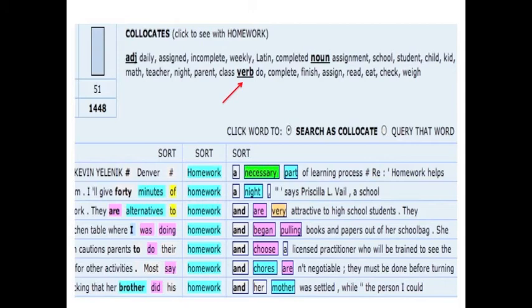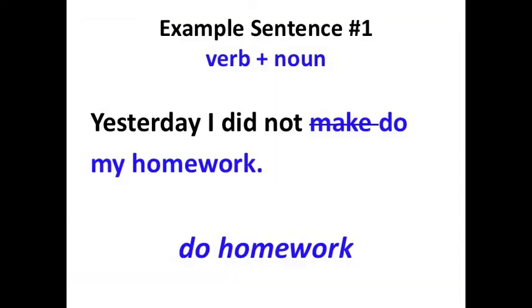I can also read example sentences, by the way. So let me read some of them. Doing homework. Do their homework. Did his homework. So it looks like do homework is the correct collocation. So let me correct my sentence. Yesterday, I did not do my homework. Do homework is a correct collocation.